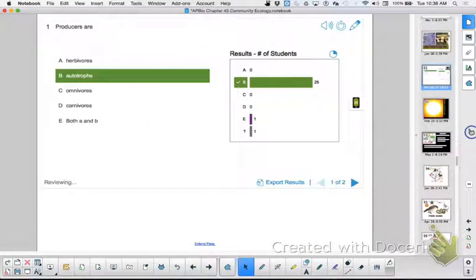Almost got 100%. Somebody said E, both A and B. So let's differentiate between herbivores and autotrophs. What do autotrophs do? They can photosynthesize. Now, do all autotrophs photosynthesize? What's another kind of autotroph? Chemoautotroph. Where might you find a chemoautotroph? Hydrothermal vents. Excellent. So, producers are at the bottom of the food chain, but if you're an herbivore, what are you doing? Eating producers. You're not a plant that eats itself.